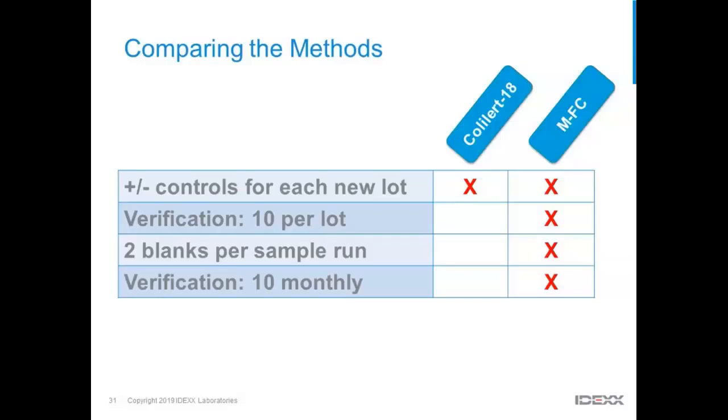So that's in addition to any other QC that needs to be done when new batches of plates are either made or received. So there's a lot more QC now that's expected for plate methods as opposed to Colilert-18 or any of our other products, where you're looking at just doing one QC event for each new lot of material that is purchased.